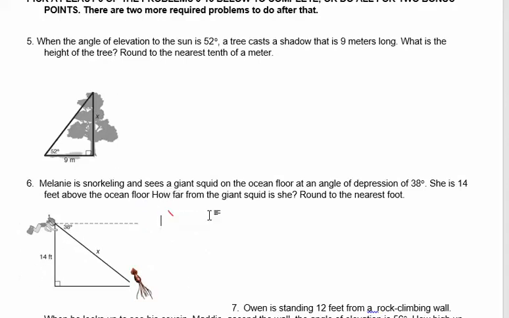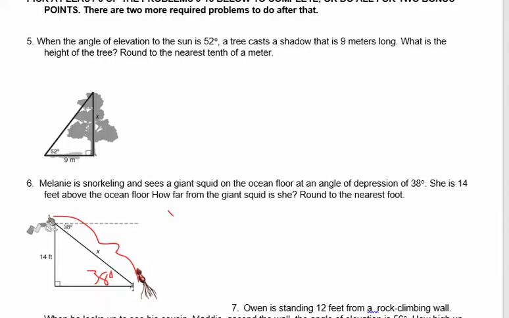So this is the angle of depression, 38. That's not yet in the triangle, so I need to add that measure to the triangle. Remember, we just said that the angle of depression will equal the angle of elevation. So I can put a 38 in my triangle, 38 degrees down there. And we're looking for this distance, x, between Melanie and the giant squid. So we're going to use some trigonometry in order to do this.